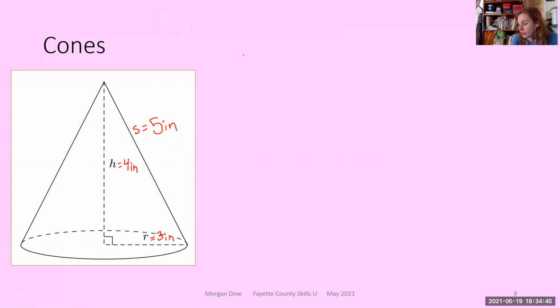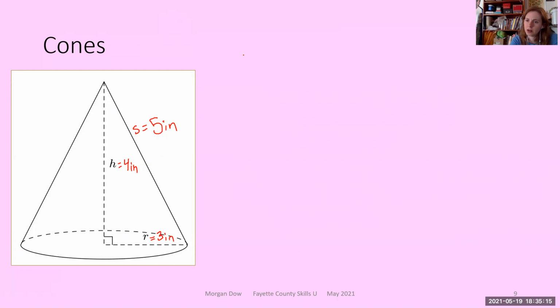Okay, so with a cone, if you take a look at the formulas for surface area and volume, you will see things that we're already familiar with. So radius, we're going to be using the height of the cone. We also have S for slant height, right? So the height is going straight down the middle of our cone from the base up to the point at the top. The slant height is going up along the side of the cone. And then the radius of this cone is 3 inches.